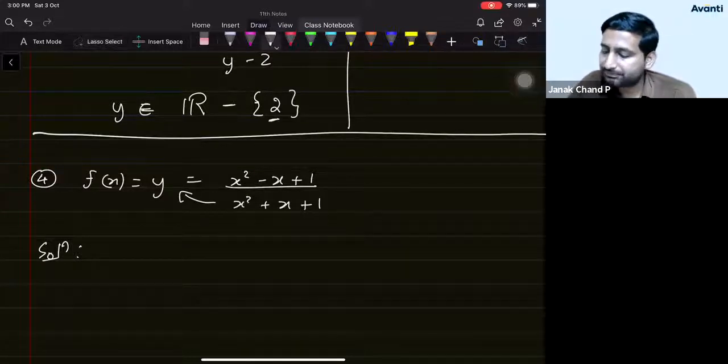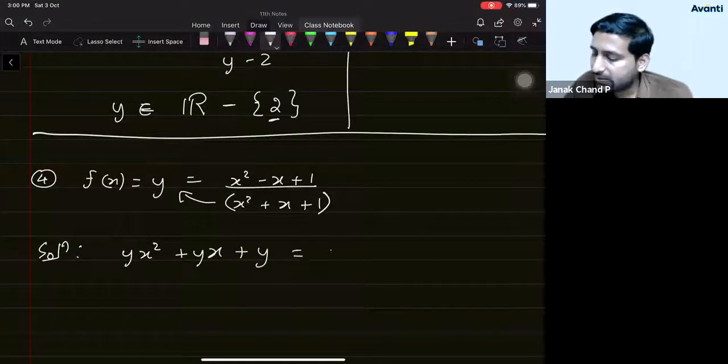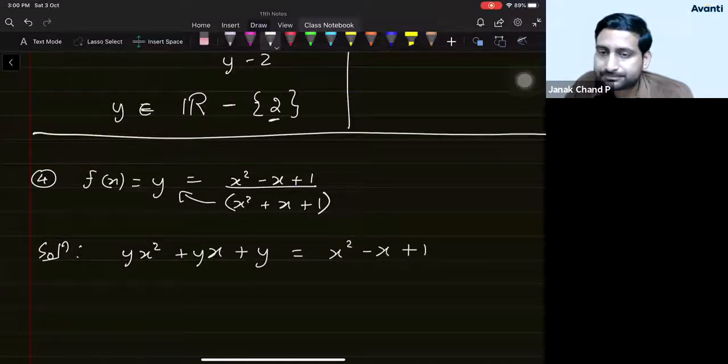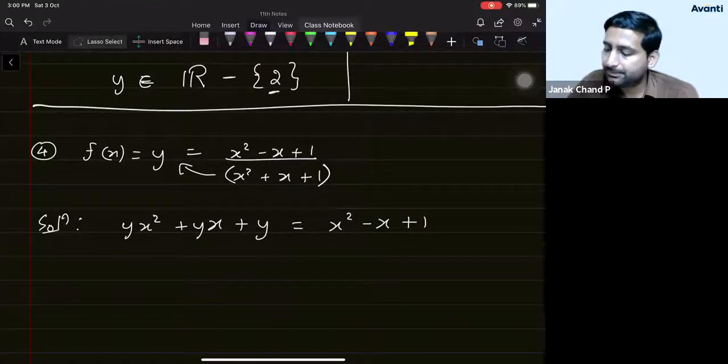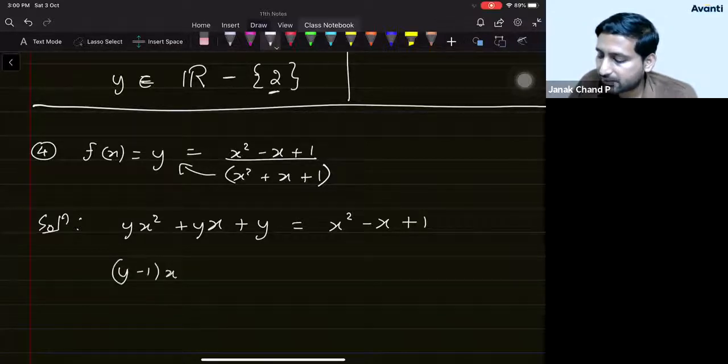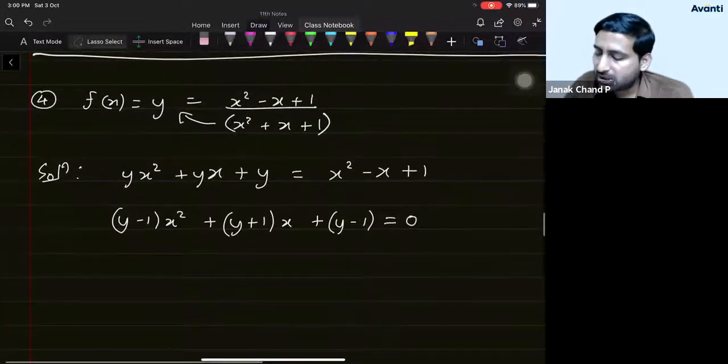Let us do that. So if I multiply this denominator to the upper thing, I will get yx square plus yx plus y is equal to x square minus x plus 1. It obviously, student, looks like a quadratic equation in x. Okay, let us bring this on the left side. We would get (y minus 1) into x square plus (y plus 1) into x plus (y minus 1) is equal to 0. I hope that, student, everyone understood.